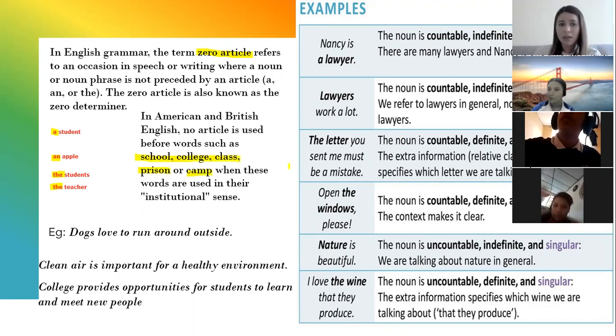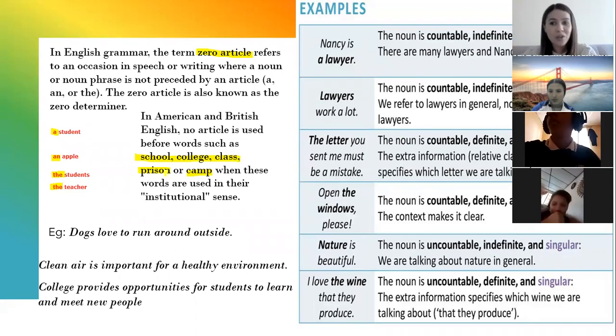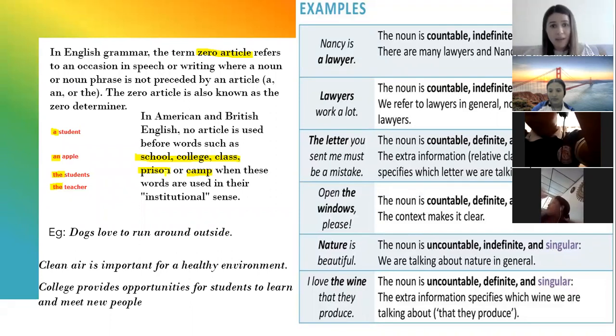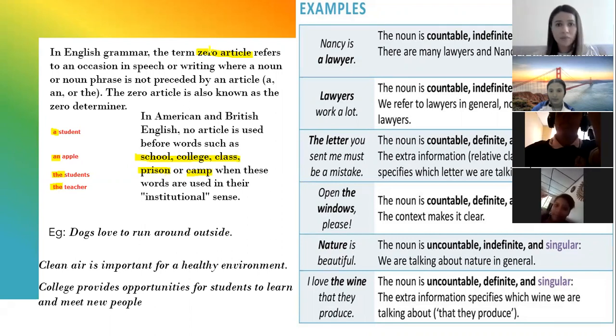We can say the school or the college. Of course, we can say the class. But when these words, cuando estas palabras están siendo usadas en su sentido institucional, we don't need to add an article. We can say only, school is bigger. School can be the best for you. Si queremos, o simplemente en el inglés americano y el británico, simplemente no utilizamos artículo. We can just write or speak using that.